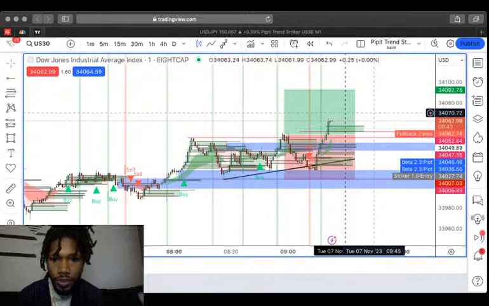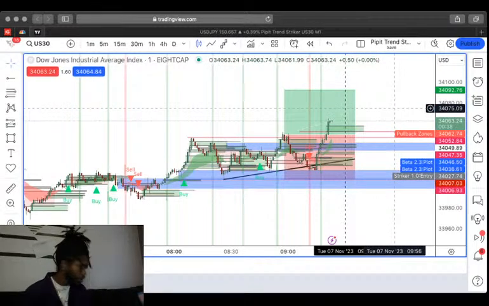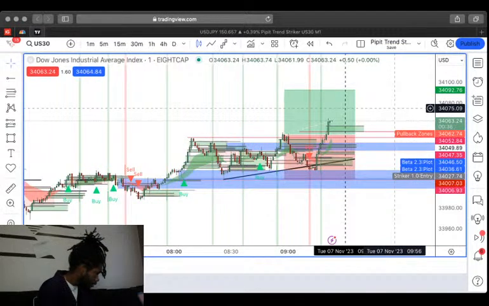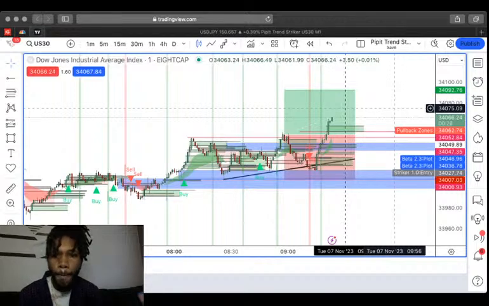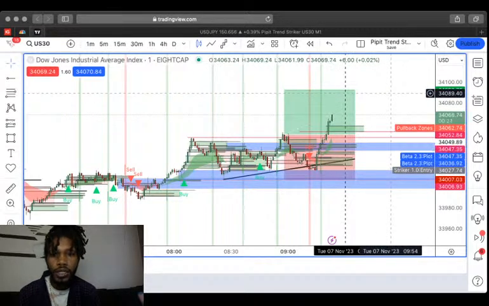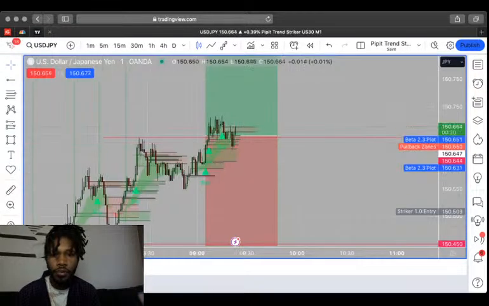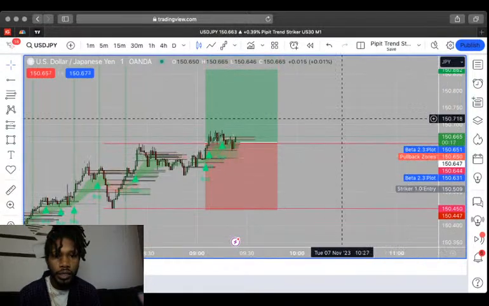All right, so that is good. Oh, we did get that zone right there. Actually, let me move my stop loss. I don't want it to be too tight, I guess. There we go. Nice push, nice push. There we go, US30. All right, that's what I like to see. Let's go to UJ. UJ's back in profit. Boom. I like that.